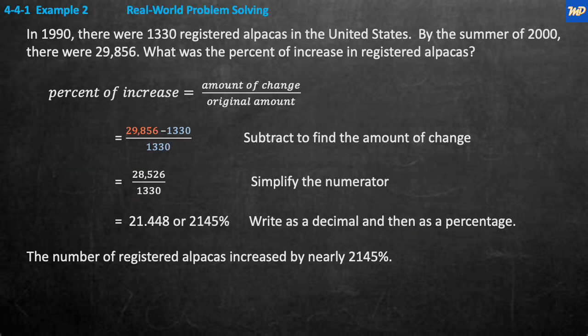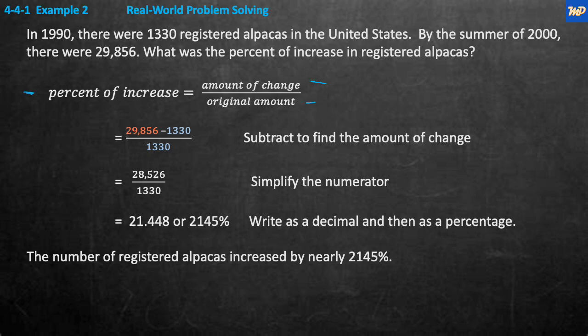Okay, example 2. It's a real world problem. In 1990, there were 1,330 registered alpacas in the United States. By the summer of 2000, there were 29,856 alpacas. What was the percent of increase in registered alpacas? So we have the equation here. Percent of increase is the amount of change, and we know how to do the amount of change, over the original amount. What is the original amount?